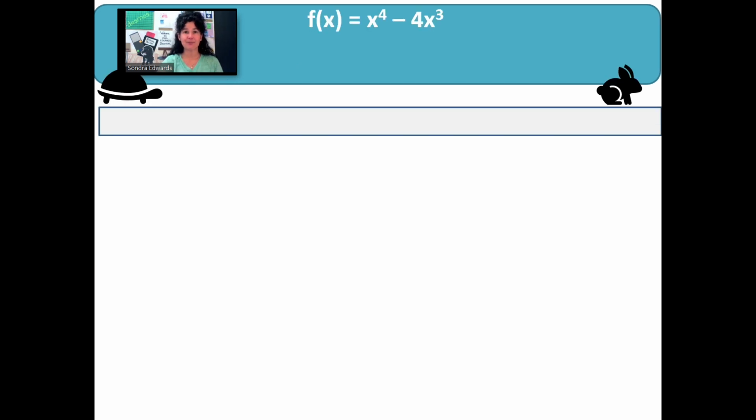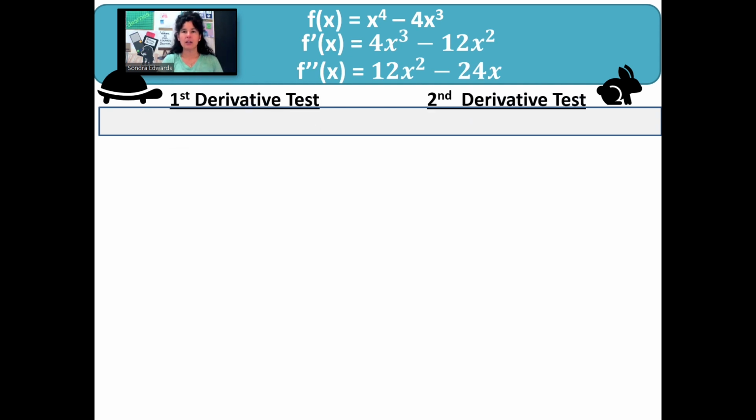Okay, step one, no matter what, we might as well just go through and find the first derivative and the second derivative right up front because we're going to need those equations eventually. Okay, so now let's perform the first and second derivative test side by side.